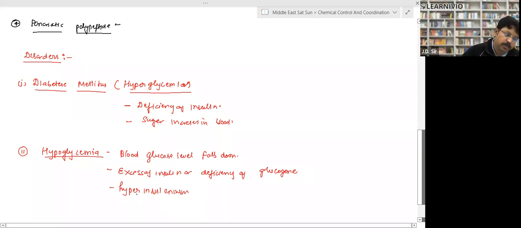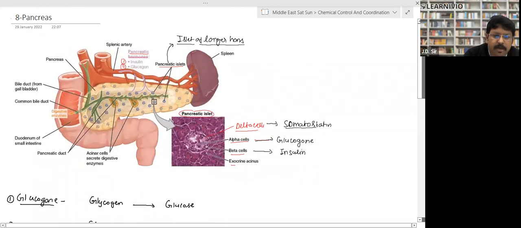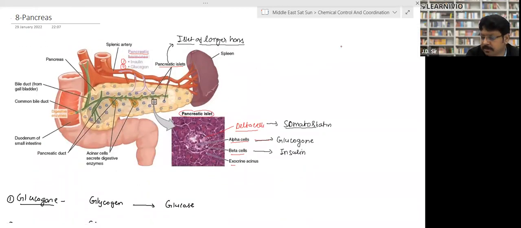Right, so these are the two main diseases. Clear? Next is, I think this is the 9th gland, the testis.